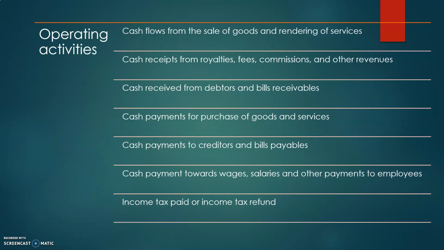Cash payment towards wages, salaries, and other payments to employees. All such payments and all other payments related with operating activities can be grouped here. Income tax paid or income tax refund. Income tax paid is a cash outflow and income tax refund is a cash inflow. So this is not an exhaustive list of all operating activities, but just for you to get an idea about what the usual operating activities are. Some activities are given. You can find numerous other activities as well.